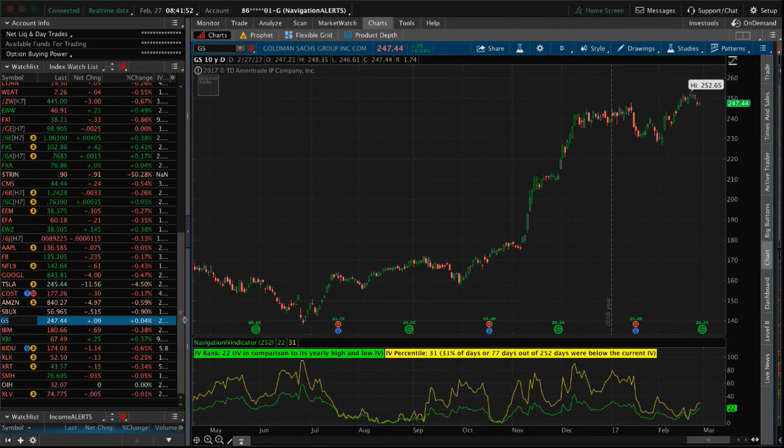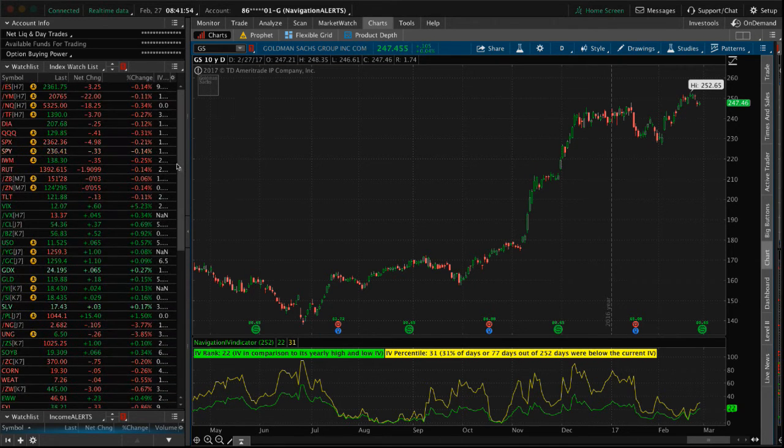So that's just a quick overview. I'm going to get off here. I've got to go over our positions a little bit more in depth and send out a couple alerts to our Navigation Alert subscribers.